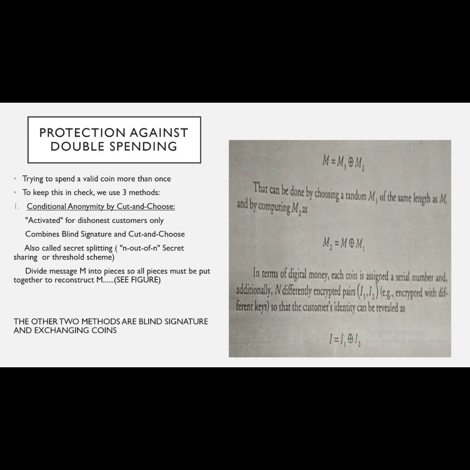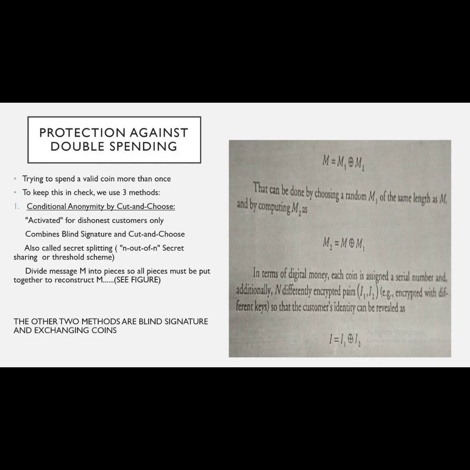Now we find M1 and M2 such that M equals M1 plus M2. We can do this by choosing M1, which is random and has the same length as M, and we can compute M2 just by doing M2 equals M plus M1. It can be done vice versa also. M1 can be found if we have M and M2. This is the basic idea.